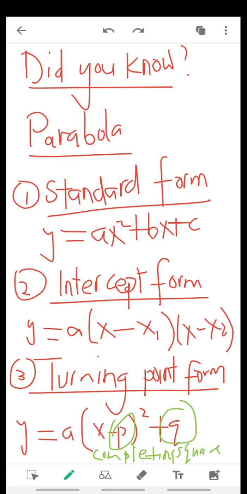So when you're given the turning point, then this is the form of the equation of a parabola that you must use. And please make sure you watch the other revision sessions which I have.